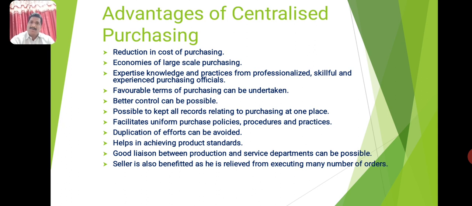Then good liaison between production and the service department can be possible. The production departments will get the service of the purchase department, so the purchase department is the service department. Good relationship between the purchasing department and the production department can be possible if centralized purchasing is there. Then the seller is also benefited. The supplier is also benefited because he is relieved from executing many orders. He can supply a huge quantity of material with one order itself. There is no need for executing many orders, so he also will be benefited.